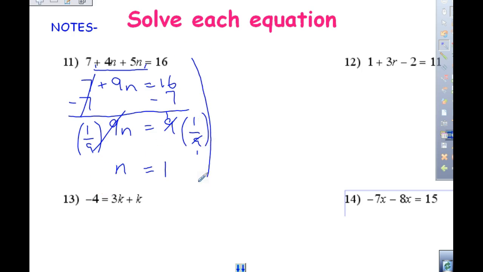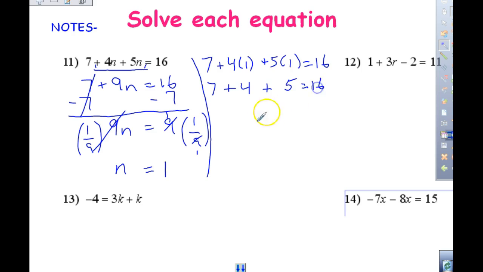Now on your homework, you have the answers up there, so you don't have to really write out a full check, because you'll know if your answer is right or wrong since it's in the puzzle part of the worksheet. But let's say this was just from a quiz, then you would go through and do 4 times 1 plus 5 times 1 and see if that equals 16. And sure enough, 7 plus 4 plus 5 does equal 16. Okay. So you can do a check.